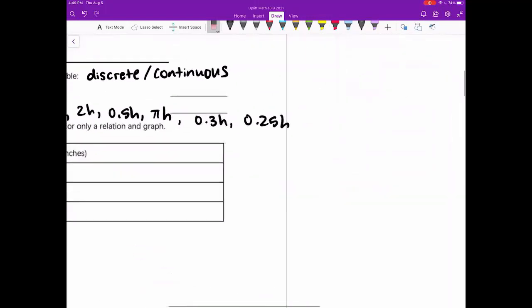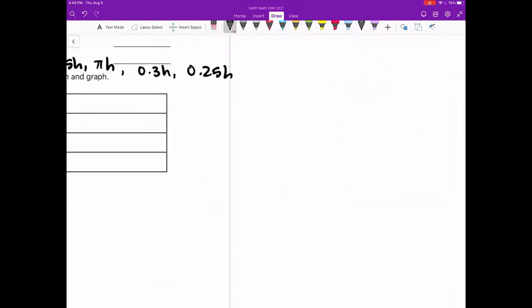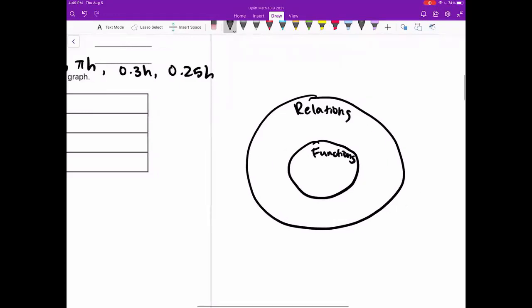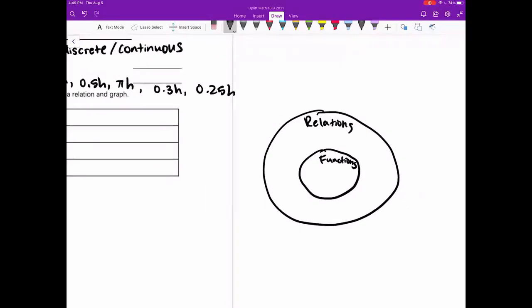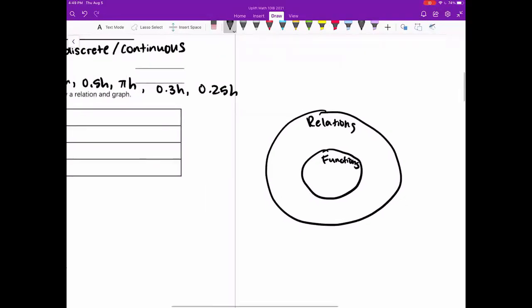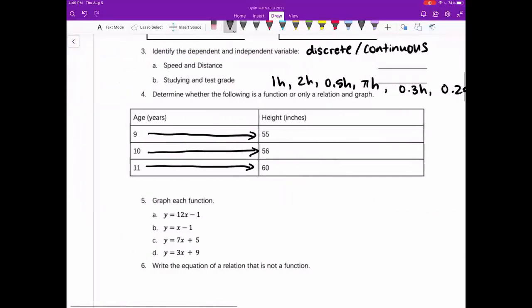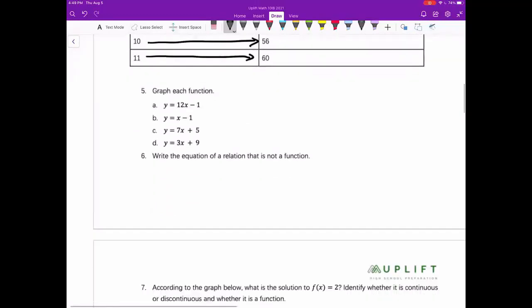Okay, I guess if this makes sense, we can draw a Venn diagram. So this is all the relations. This is the functions. If that kind of makes sense. Functions are a part of relations.